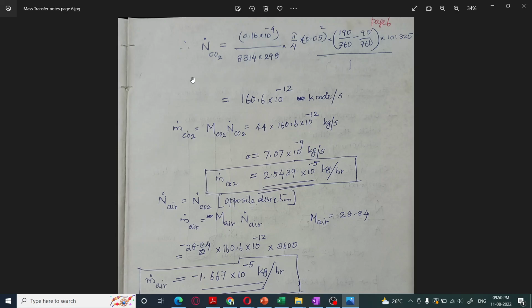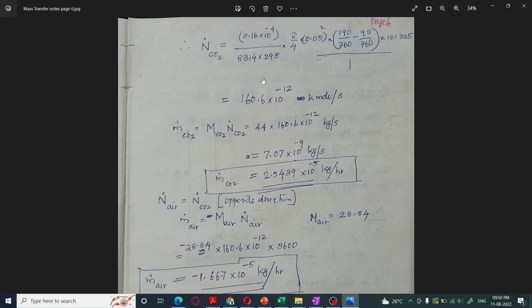Carbon dioxide is a species of our interest. So its molar mass is 44. So the rate of mass diffusion of carbon dioxide in the binary diffusion is equal to m CO2 into n dot CO2, that is 44 into 160.6 into 10 raised to minus 4 kilogram per second.